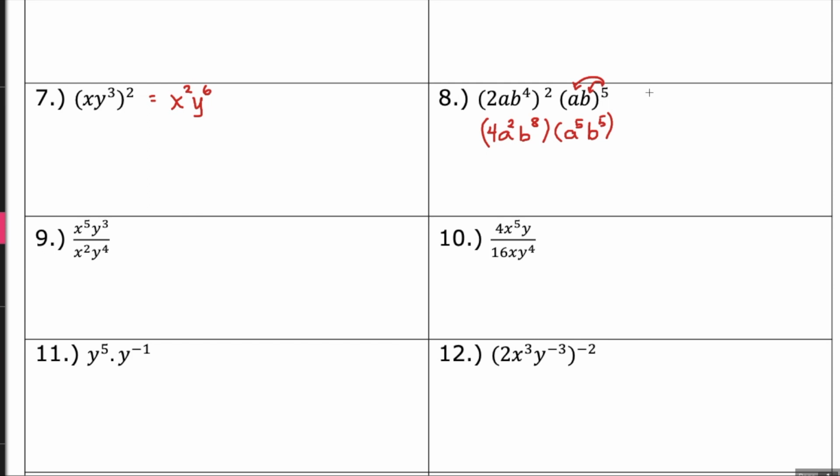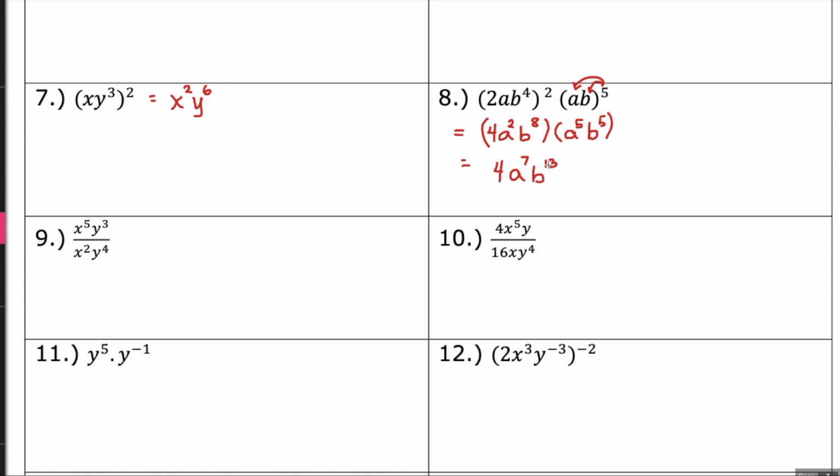Now, is this the final answer? Not yet. So what you can do is take a look at the variables. You have A and B. So you can just write down the coefficient 4. Now, because both of the A's have the same base, you can add the exponential value because it's multiplication. So you have A, 2 plus 5 is 7. And B, 8 plus 5 is 13. So you have B raised to 13.